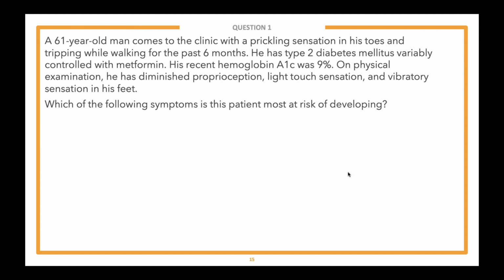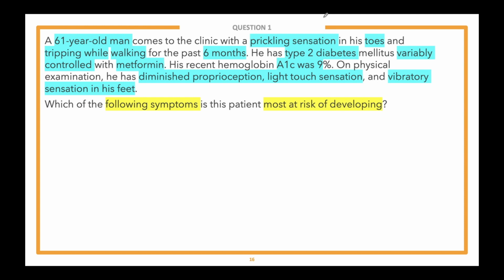I'll let you start thinking about the important clues in the vignette and lead-in as I hand it off to Paras. Thank you, Sean. So once again, we're going to show you what we think are the important clues in this vignette and the lead-in. So now we're talking about a 61-year-old man, a different demographic. Why does he come to the clinic? Well, he's coming in because of a prickling sensation in the toes and tripping while walking.